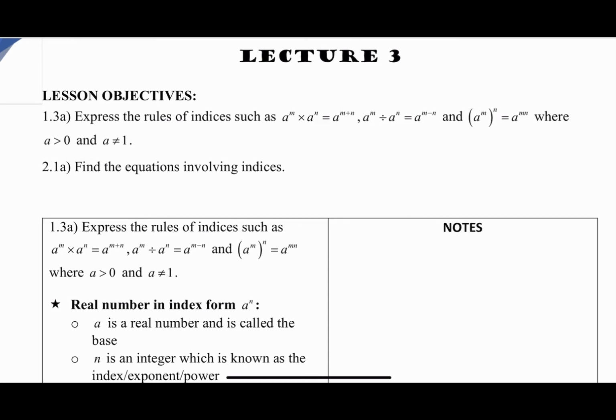Our lesson objective adalah express the rules of indices such as a to the power of m times a to the power of n equals a to the power of m plus n, a to the power of m divided by a to the power of n equals a to the power of m minus n, a to the power of m to the power of n equals a to the power of m times n, where a greater than 0 and a cannot be equals to 1. Find the equations involving indices.